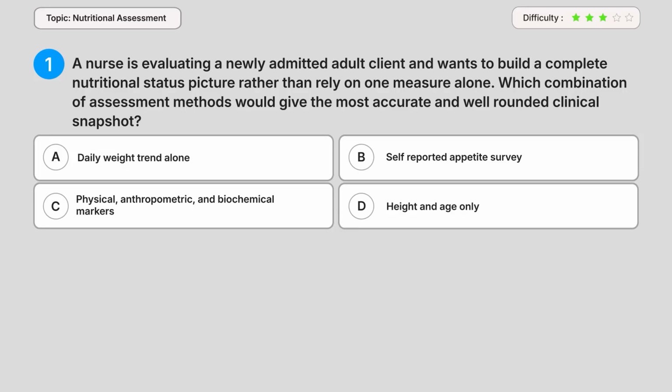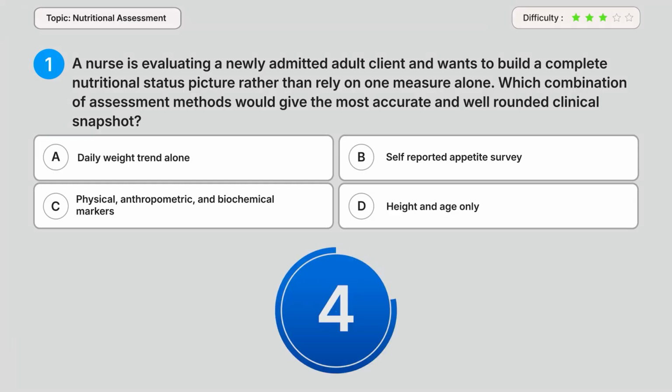A. Daily weight trend alone. B. Self-reported appetite survey. C. Physical, anthropometric, and biochemical markers. D. Height and age only. Can you guess the answer?